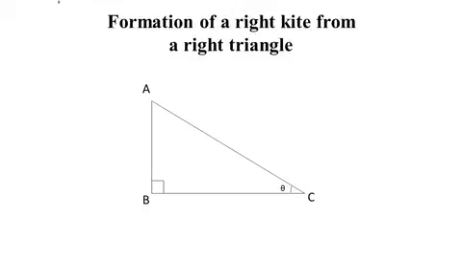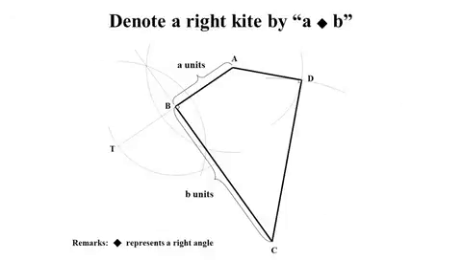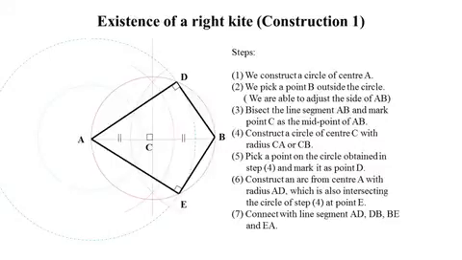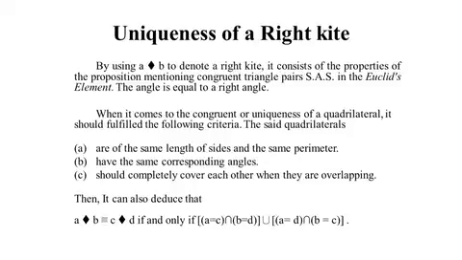Luckily, we have found that every kite can be generated from a specific right triangle. So we can now denote a right kite by A diamond B, where the diamond refers to the right angle. Here are the two ways to construct the kite. As we can construct it, we can say it does exist. Now we know the kite does exist, and we can prove its uniqueness by psi, angle psi.